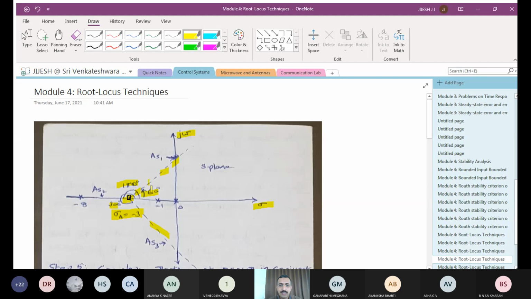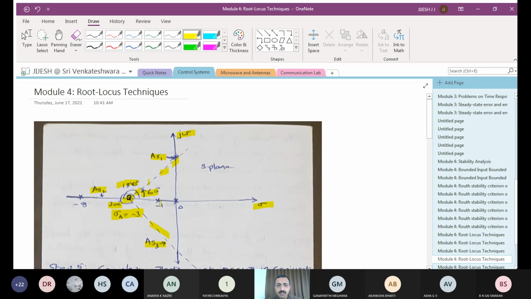I draw a dotted line at 60 degrees; this is called asymptote 1, denoted AS1. Again at 180 degrees I plot another asymptote, AS2. Keep a protractor with you so that you can take the angles and plot them. The next angle is 300 degrees, and I have plotted AS3, asymptote 3. So I have asymptote 1, 2 and 3, and then you can start the process.